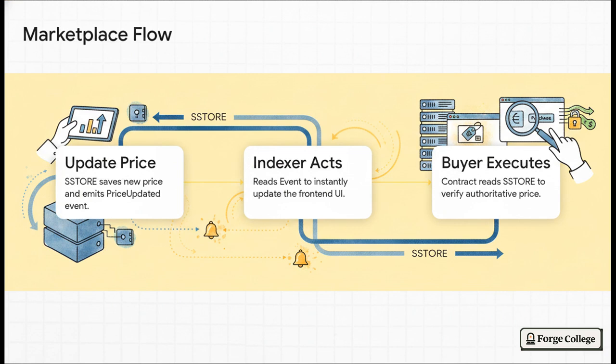Step 2, an off-chain indexer reads that cheap event to instantly update the front-end website UI. Then step 3, a buyer clicks purchase, and the contract reads the authoritative SSTORE state to securely verify that price. See, you often must combine your tools. The cheap event handles the flashy UI, while the expensive storage secures the actual transaction.